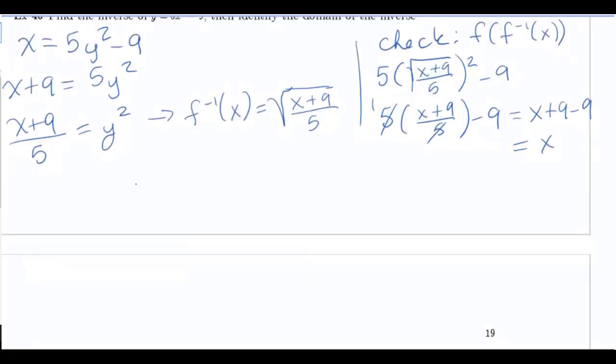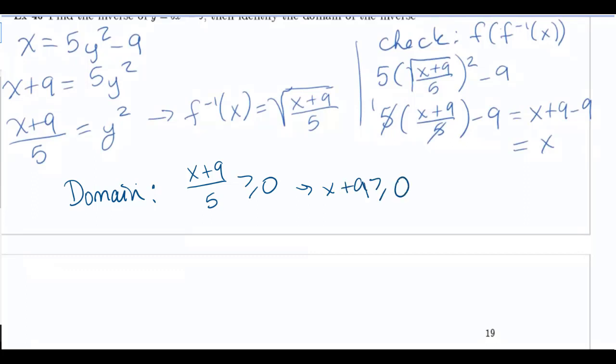So the domain for this one is going to be, again, we need to make sure that this expression here, x plus 9 over 5, has to be greater than or equal to 0. Multiply the 5 over, and you end up with x plus 9 has to be greater than or equal to 0 still. And then again, you subtract that 9 over, so you have that x has to be greater than or equal to negative 9.